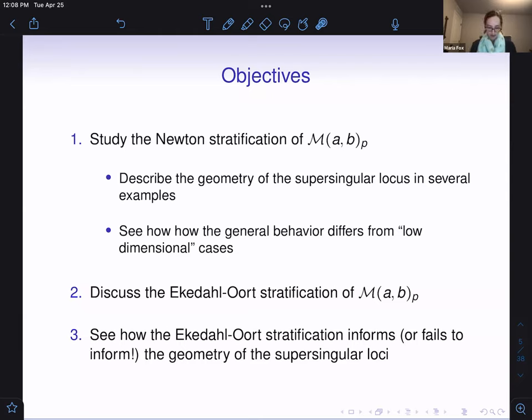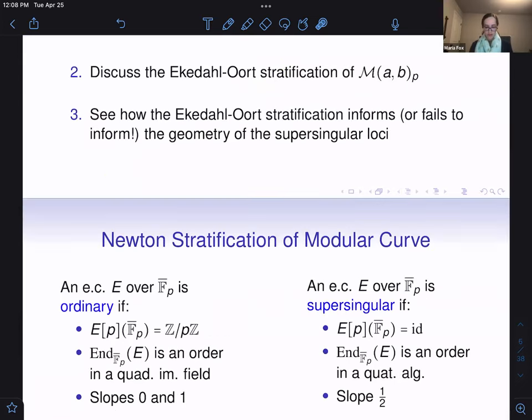If you study only the low dimensional examples, you can trick yourself into thinking the situation is simpler than it is. Then we're going to turn our attention at the end of the talk to another stratification called the Ekedahl-Oort stratification and see how in some examples this can really inform the geometry of the supersingular locus. However, unfortunately, in the general case, the relationship is much more mysterious. So that's our general layout. So let's get started with our first objective, the Newton stratification.